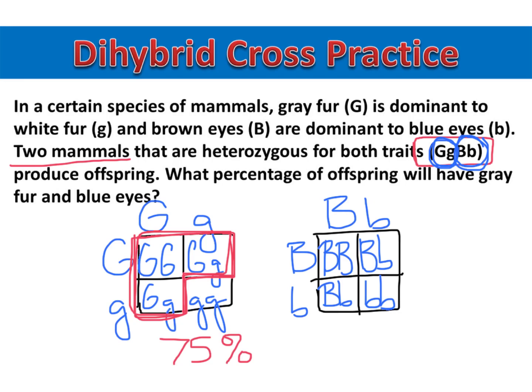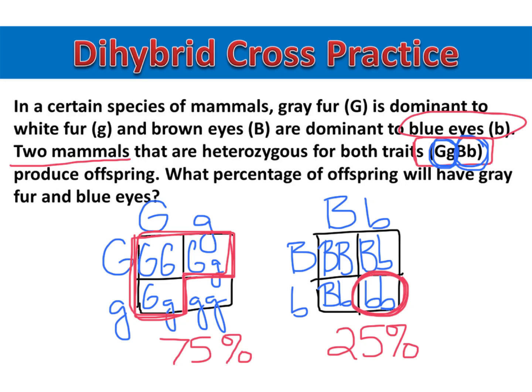But blue eyes is the recessive trait. You can see it right there. That means that only this box represents offspring that will get blue eyes, because you have to be homozygous recessive to show the recessive trait. So that's only 25%.